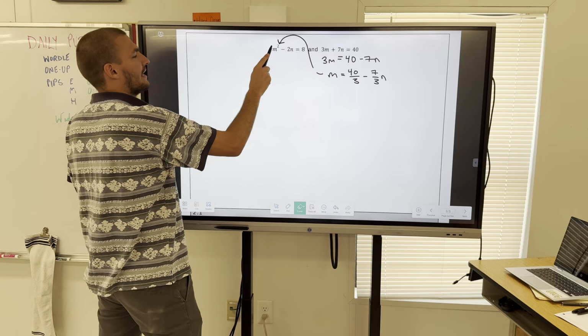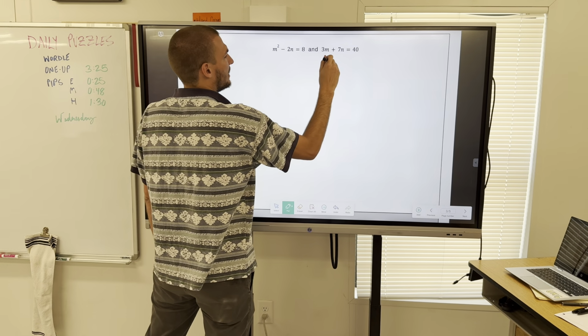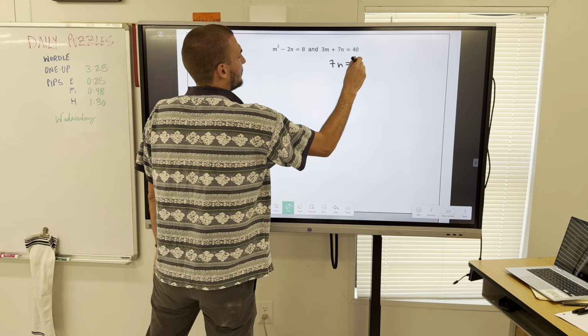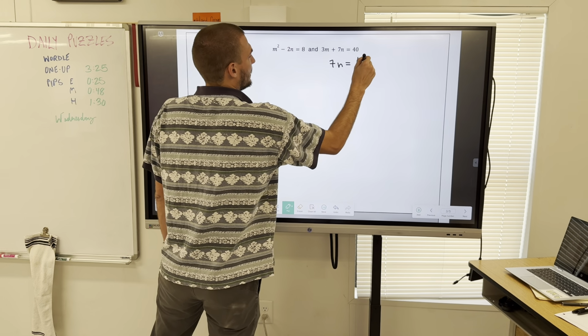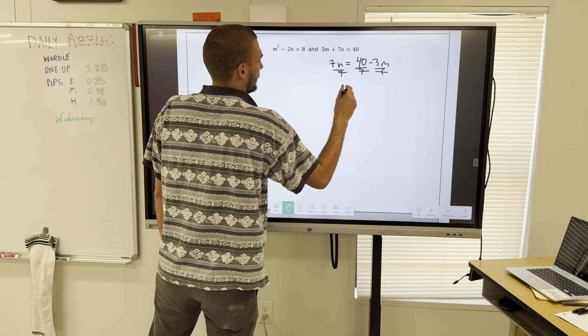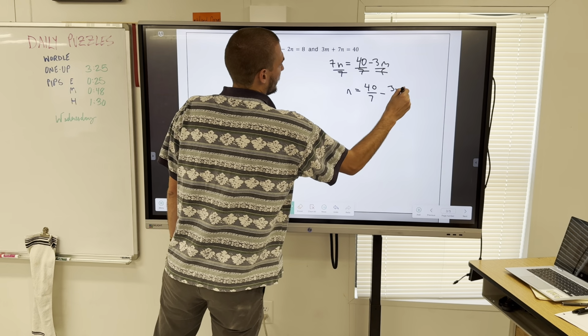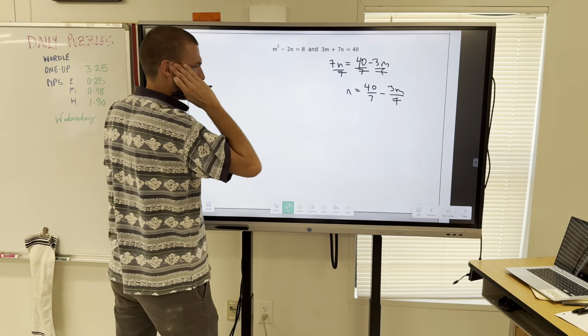Instead of going M into the M, let's go for the N. The N's gonna be easier. So same thing. Let's do 7n equals 40 minus 3m. Let's divide by 7. N equals 40 over 7 minus 3m over 7.